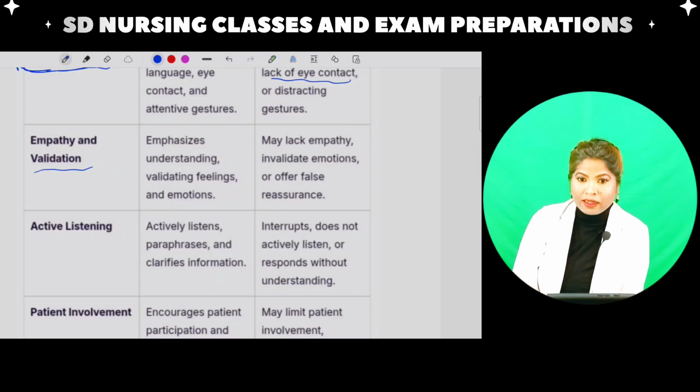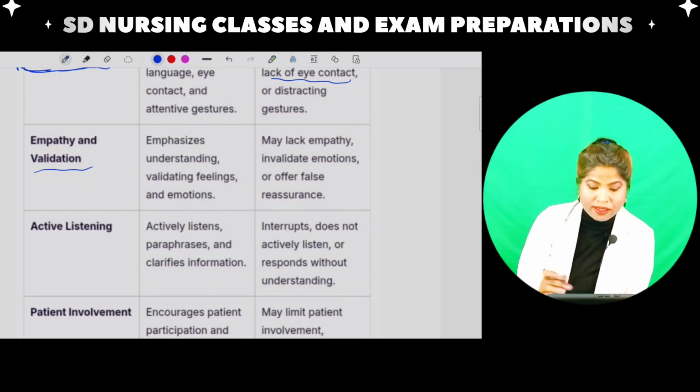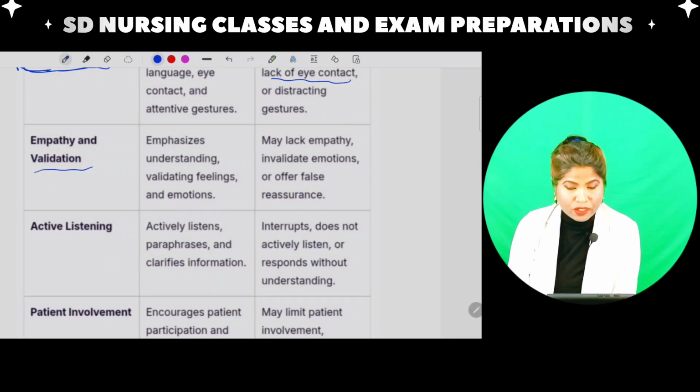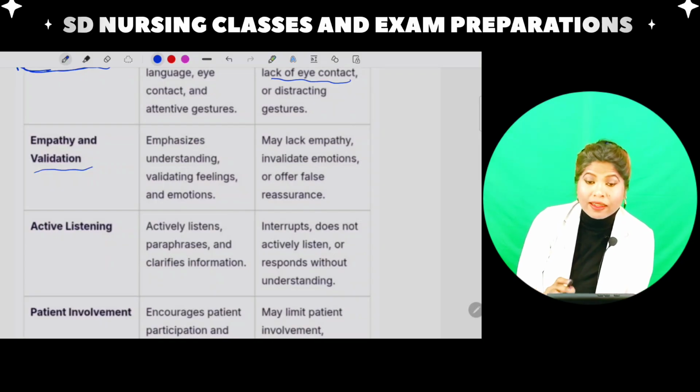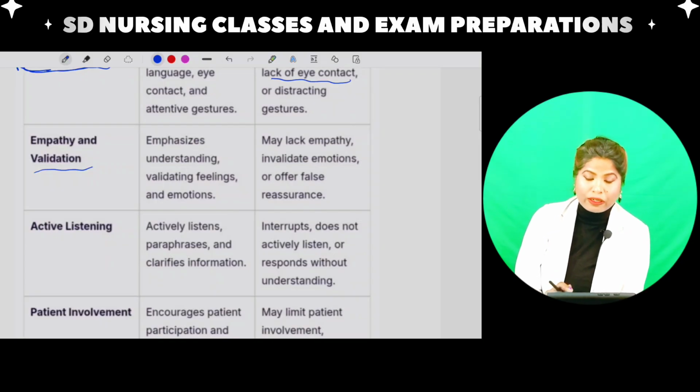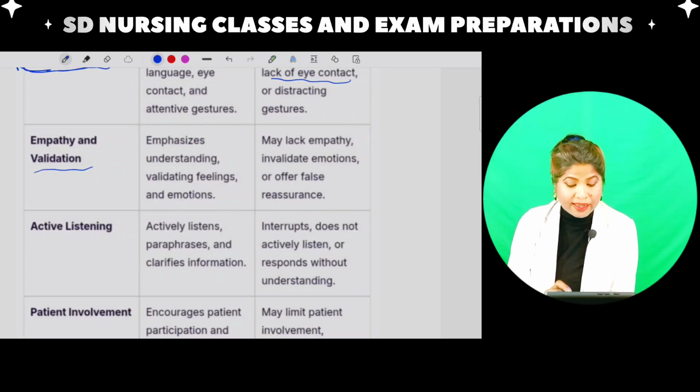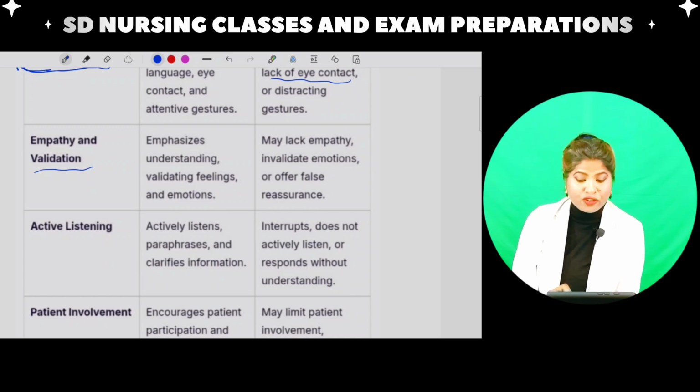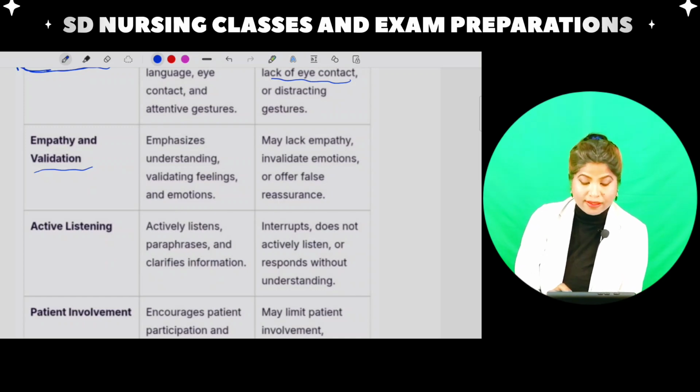Did you say like that? Please repeat, I didn't hear. So this type of thing is what empathy and validation are. All these things are there in therapeutic communication. It emphasizes understanding, validation, feeling and emotion. Yes, these are all there.